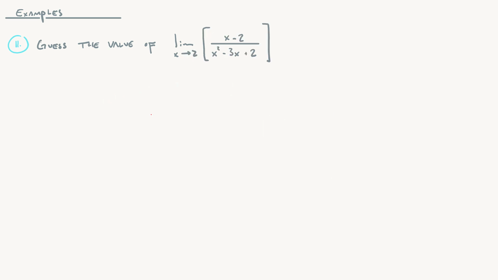This is a rational function. It simplifies even. The denominator becomes the quantity x minus 2 times x minus 1. I just factored it. So the x minus 2's cancel, and this is just 1 over x minus 1, which is a very basic rational function. So let's review how to graph rational functions. And we can just look at the graph and see what's happening at 2. What does it appear that our y values are approaching as we make x closer and closer to 2 from the left and from the right?